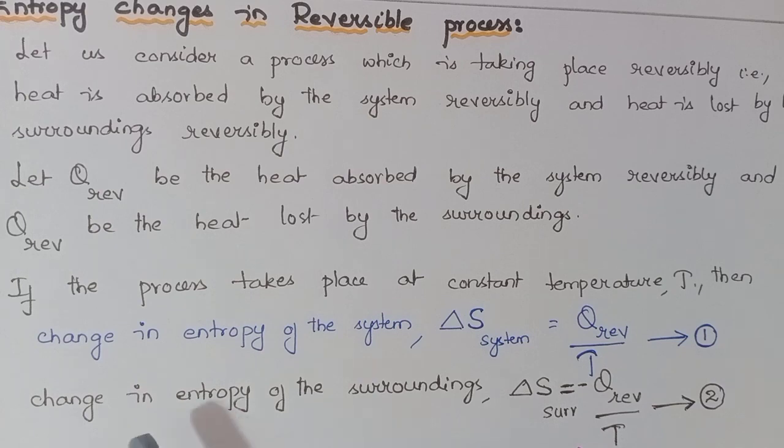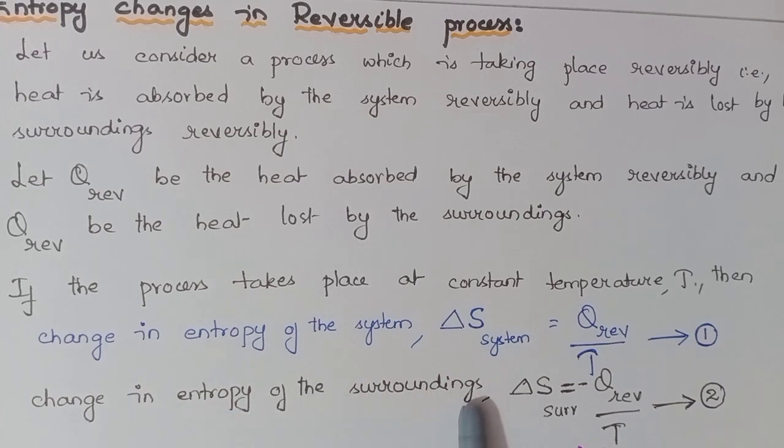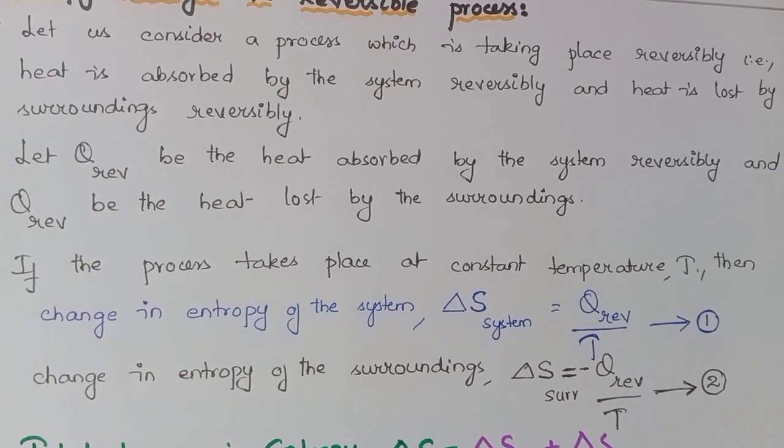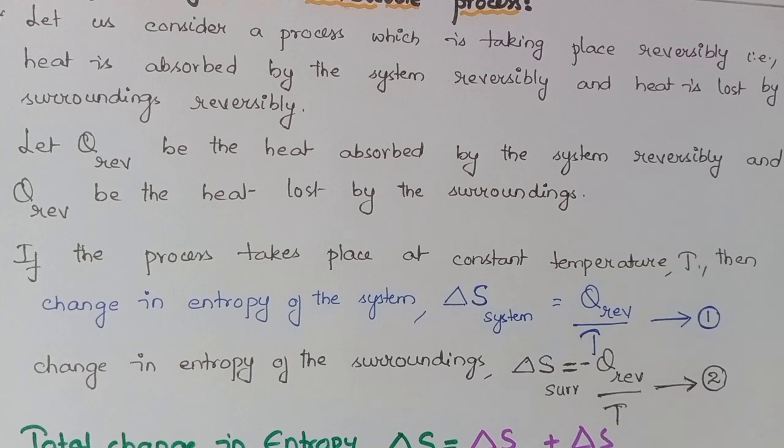Next, below, change in entropy of the surroundings. Here we have written delta S system; here it has to be written as delta S surroundings, which is equal to, since here this is the heat absorbed by the system from the surroundings, and here this is the heat lost by the surroundings, therefore we mention it as minus Q reversible by T. Got it, students? This is the heat absorbed, so positive sign. This is the heat released, so minus sign. Mark this as equation number 2.